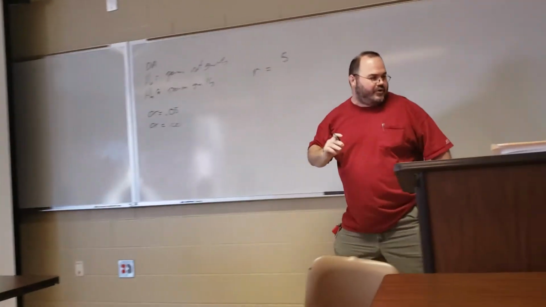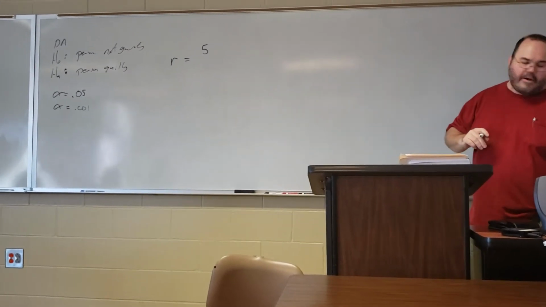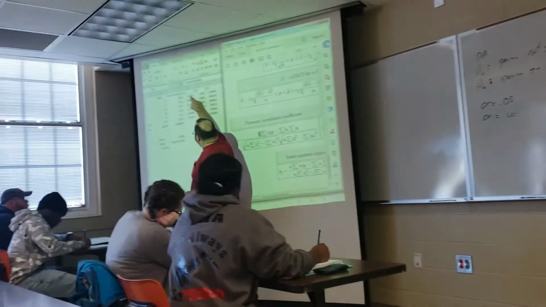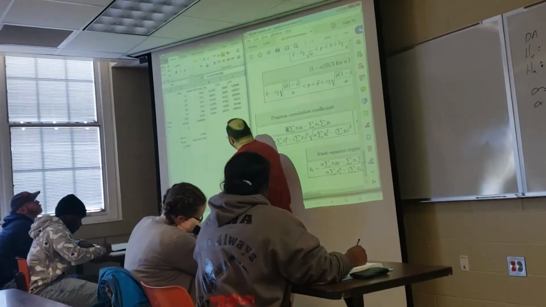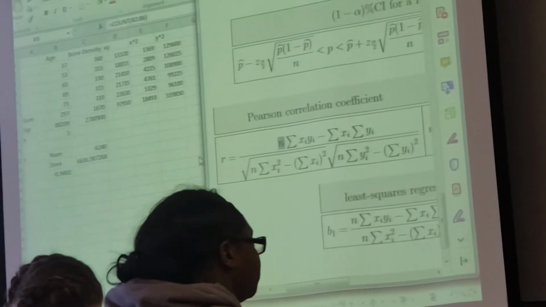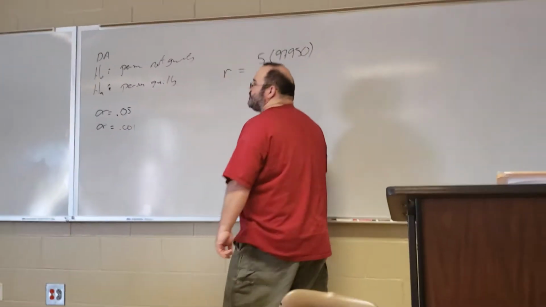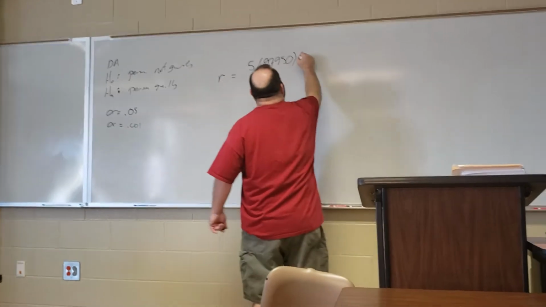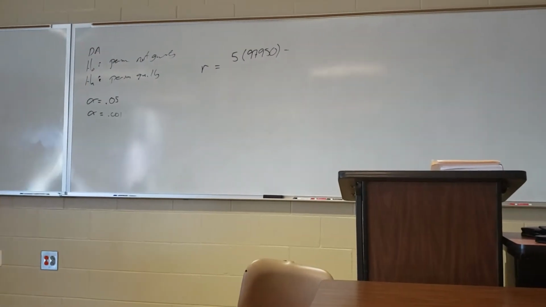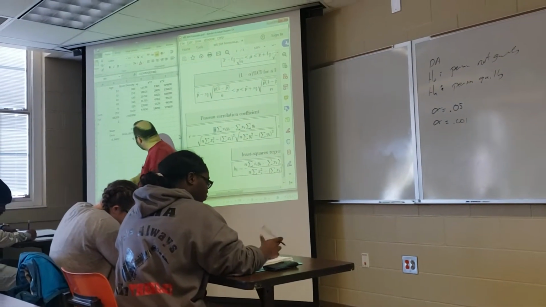Now, I guess I should have left that up there like that. I've got to do my sum of my xy's. So here's my xy's. Remember, this is my sum row, so that's 97,950. Minus, now that's the sum of my x's. Remember, this first column here is my x's, so the sum of that is 297.